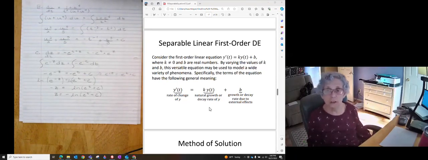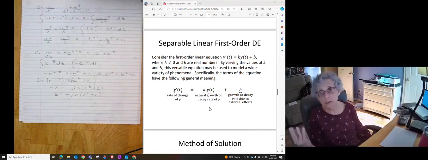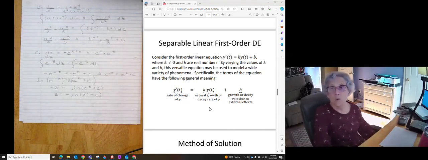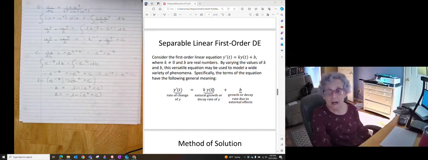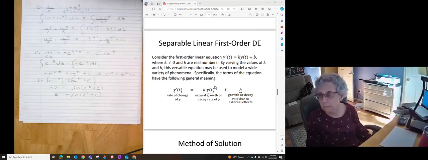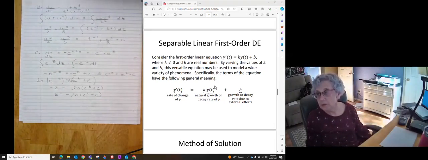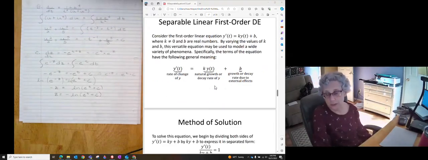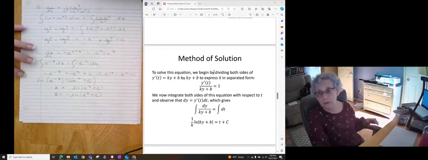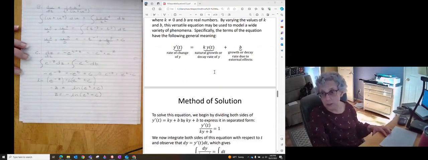Y prime of t is the rate of change, of course. K times y of t is the natural growth or decay rate, just like when we had y prime equals k times y. That was the natural growth or decay rate in section 1. And then b is the growth or decay rate due to external forces. So let's solve this general linear differential equation.